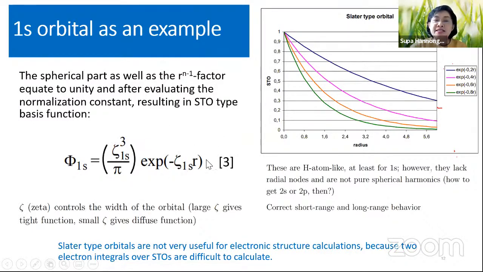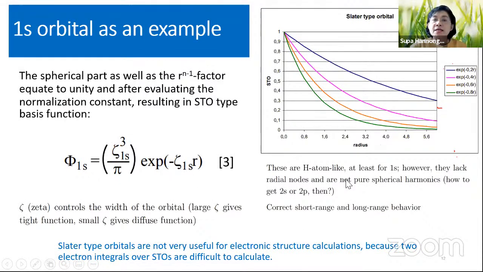How to get this equation is not easy, but once we have it, what is the physical meaning of the function? It depends on the zeta and also on the exponential part. So you can see the exponential curve over here, and the curve is different depending on the exponential value over here.